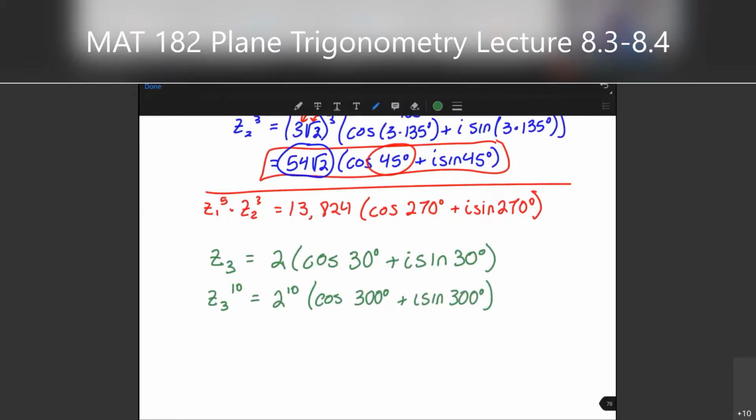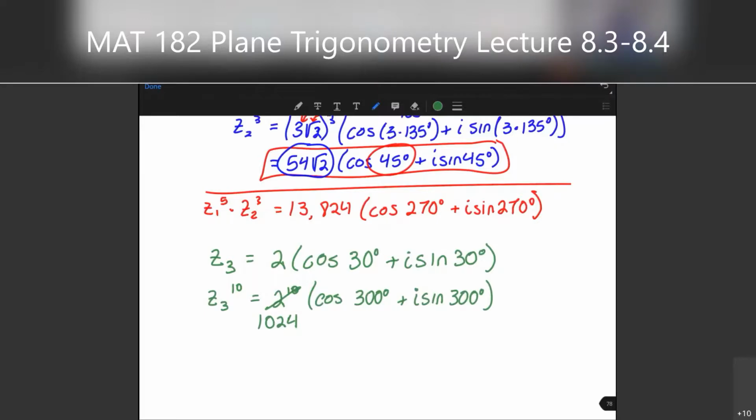And if we take 2 raised to the 10th power, what do we end up getting for that modulus? 2 to the 10th power. Yep, that would be 1024. Excellent. So we've got our last complex number all ready to go. That one was not too bad.